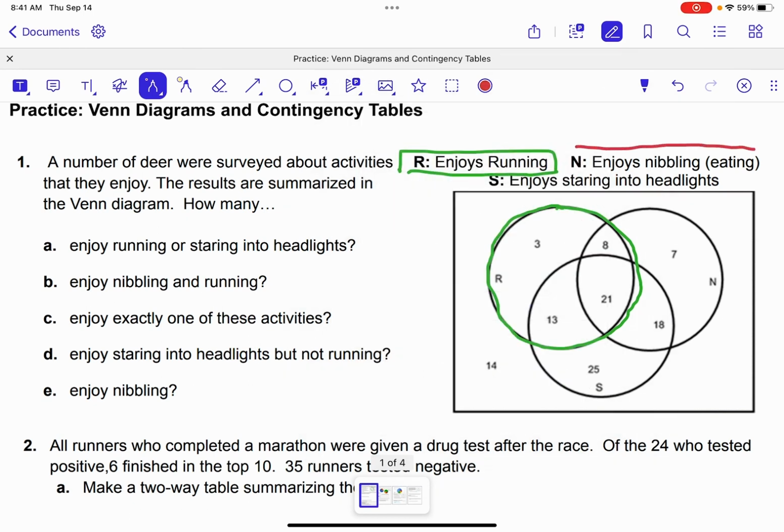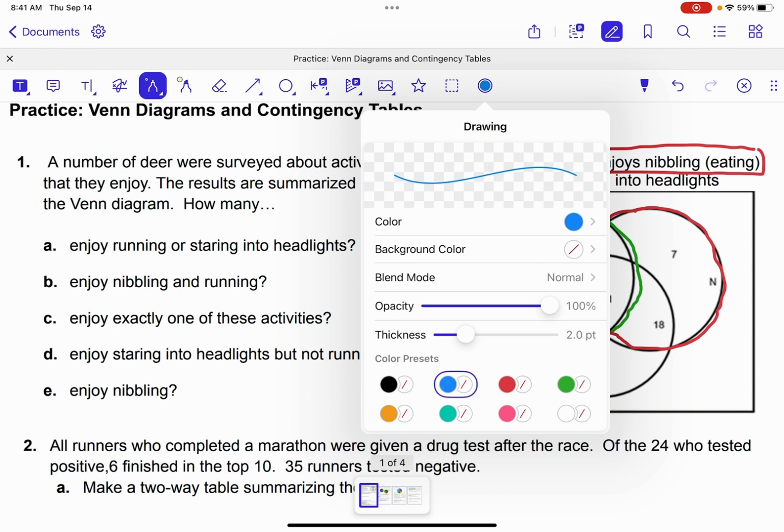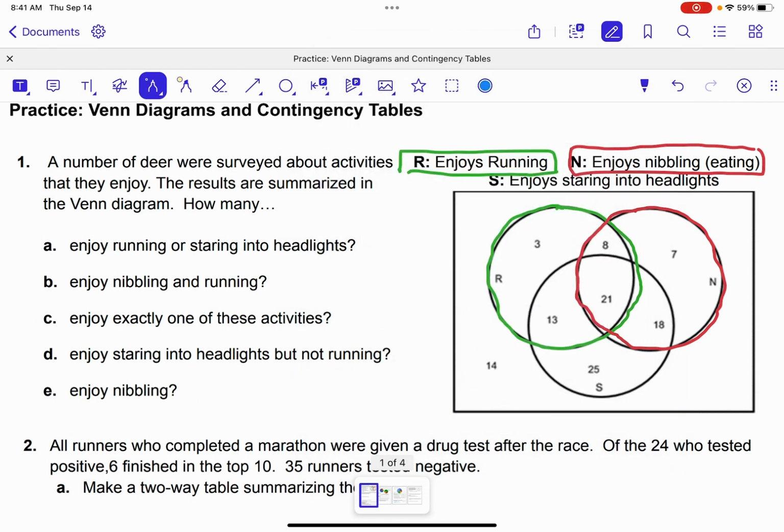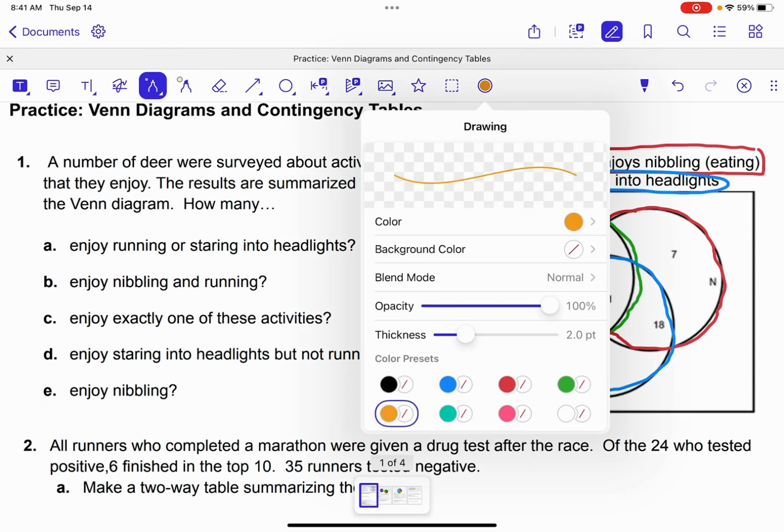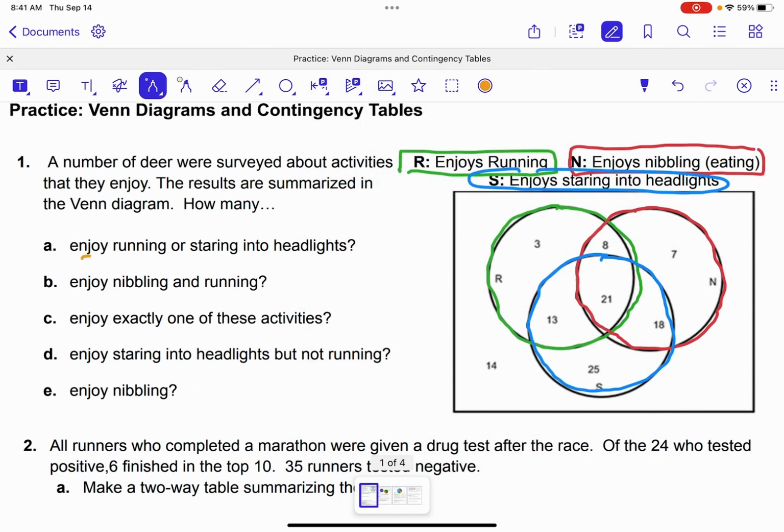N is the deers who enjoy eating. And so that would be this circle right here. And all the numbers within that represent the deers that enjoy eating. And then last but not least, we can do some blue. And these are the ones who enjoy staring into headlights. Just to give you a sense. And the number outside then would be like the none group. All right, so in the very first question, we are asked, how many enjoy running or staring into headlights?